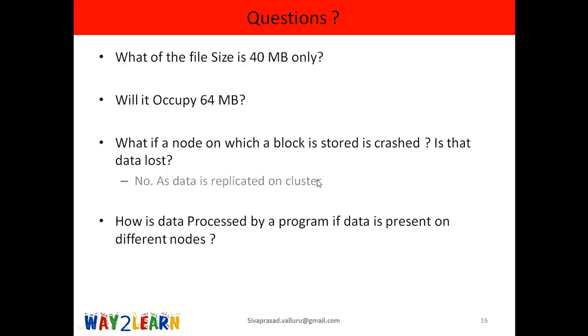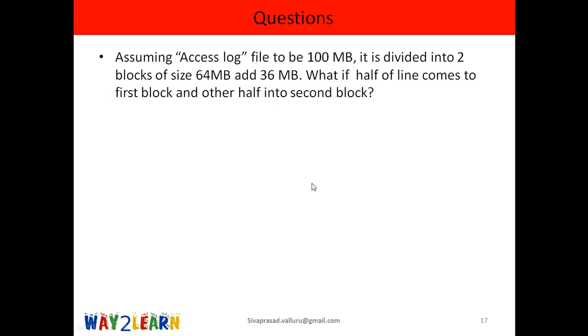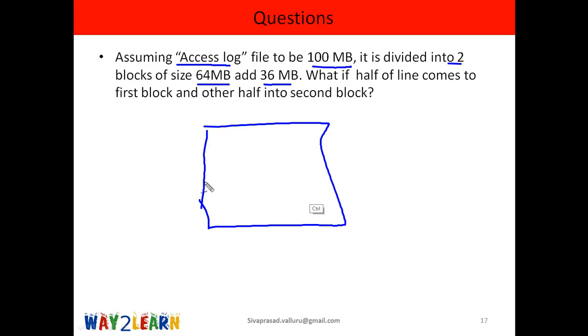Okay, let's go next. Another question might be: let's assume that the access log file is 100 MB. It is divided into two blocks of size 64 MB and 36 MB. That's okay. So let's assume that this is the whole file, just to make you understand, and it is divided into 64 MB and 34 MB. This is 64 MB, and assume this is 34 MB, right?